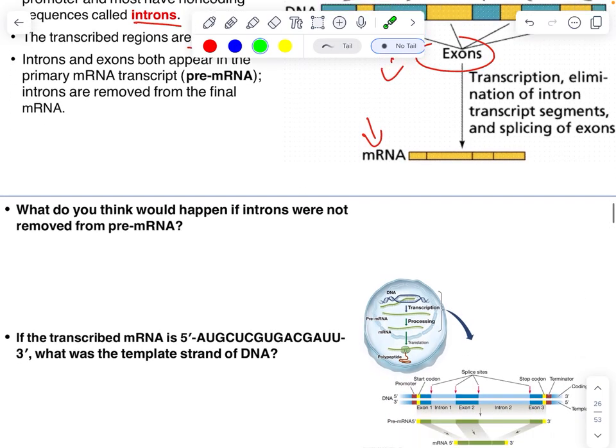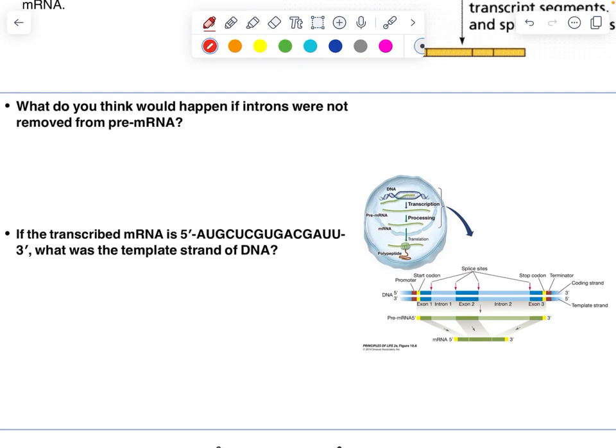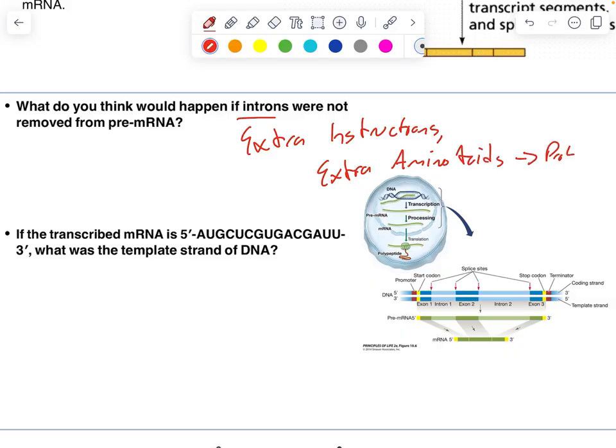Okay, and so go ahead and try to answer these questions on your own. Go ahead and pause it, and I'll tell you the answers. So pause, answer. Okay, so introns are extra instructions, which would lead to extra amino acids, which possibly could lead to a protein that doesn't work.